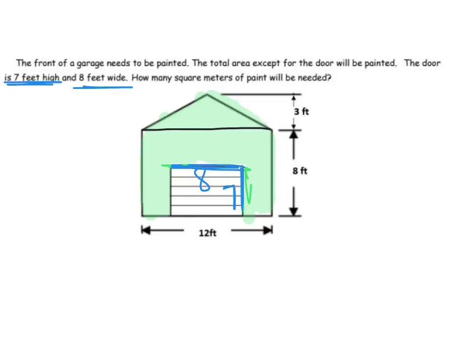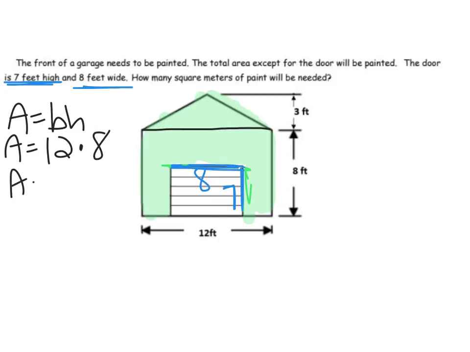So let's go ahead and do the one we always know first, the easiest one, which is the rectangle. Okay, so let's do area is equals base and height. The area of the rectangle is what? What are the 2 dimensions? 12 and 8. So 12 times 8 is? 96.